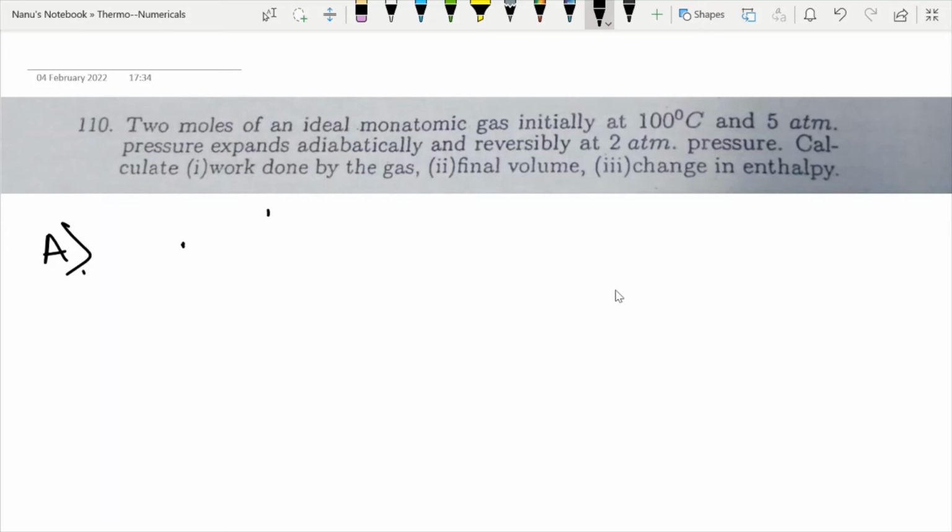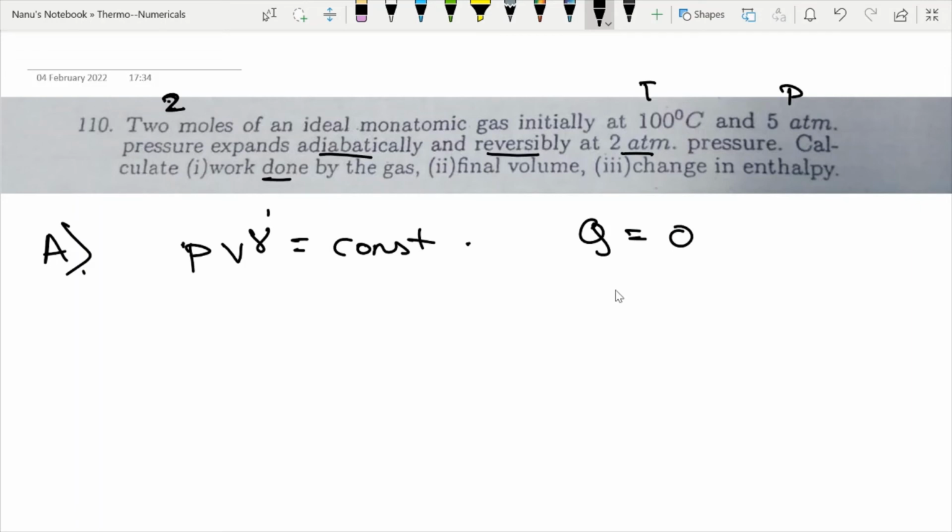Let us read the problem. 2 moles of an ideal monoatomic gas, initially at 100 degrees Celsius, temperature given, 5 atmosphere pressure given, expands adiabatically and reversibly. Adiabatically and reversibly, main points to note, and I told you the formula for this, guys, that PV gamma equals constant. And over here we have, reversibly to 2 atmosphere. Calculate the work done. So if it is adiabatic, our Q is 0, right? Calculate the work done by the gas.